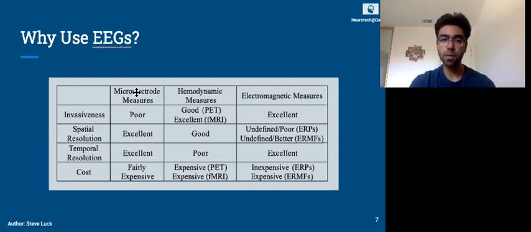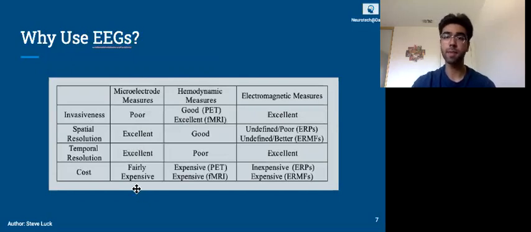Starting off in the first column, you have the microelectrode measures. Those are literally using cranial electrodes to go inside of your brain and actually detect singular neuron firing rates. It's very invasive, which is why it's poor in this category. Its resolutions are excellent because it's literally in the brain, so you can get a great idea of exactly where you are and how fast things are happening.